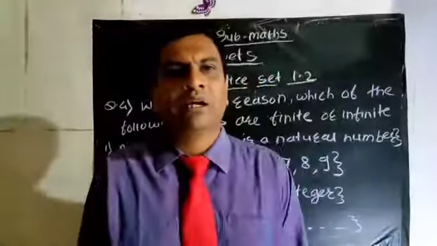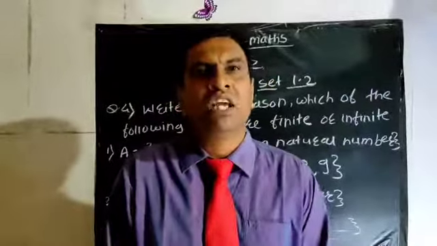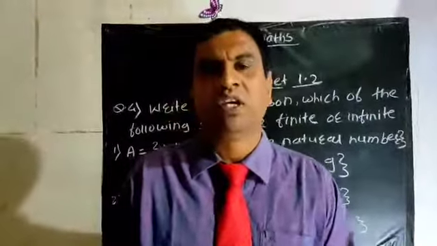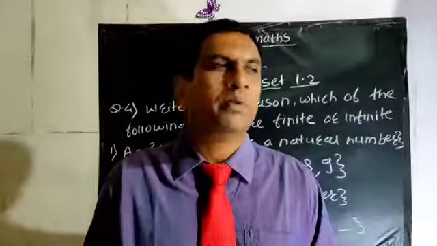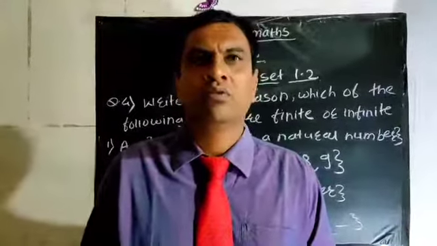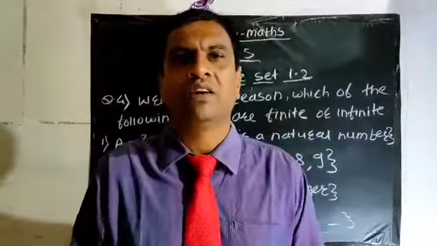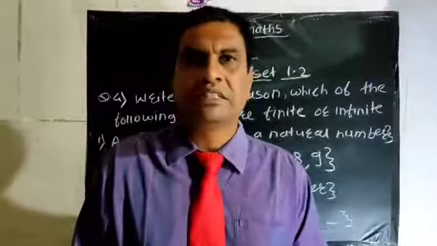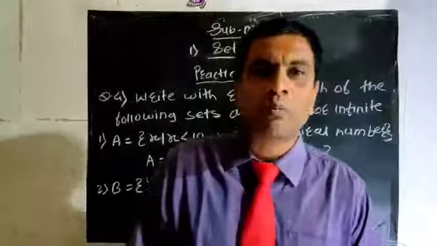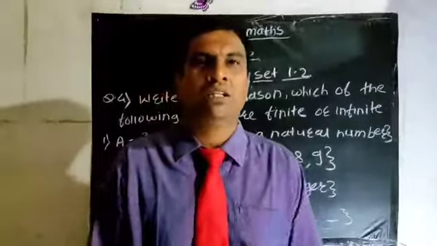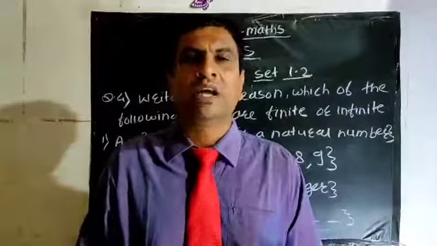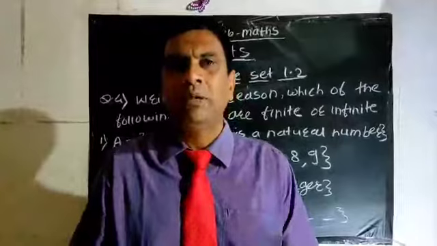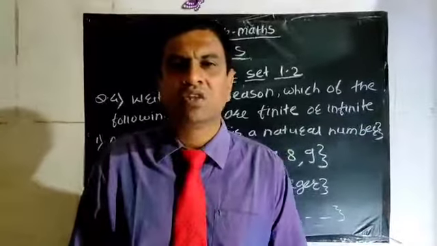Then the third example: C is equal to the set of students of class 9 from your school. In your school, in class 9, how many students are there? Everyone knows how many students are in class 9. So this set is a finite set. Then the set of people from your village. In your village, how many people live? This record is available, so we can tell how many people live in my village. So this set is also a finite set.